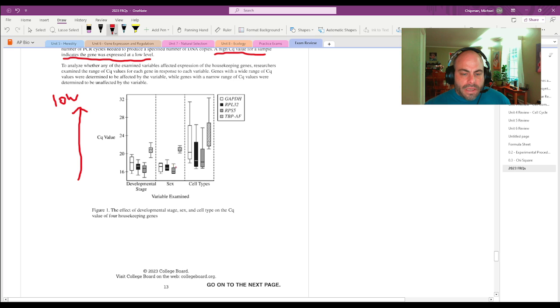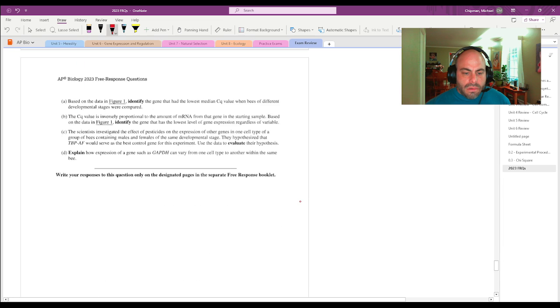Notice how these three are all grouped together. And so there may be some difficulty distinguishing them because they're all the same. Whereas TBPAF's error bars do not overlap with these other three. And so that's what I would say.